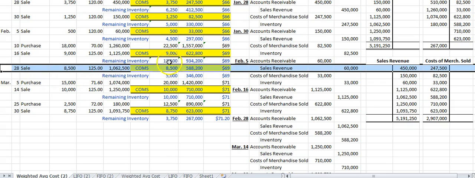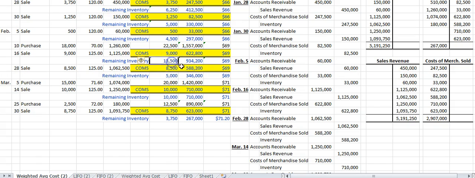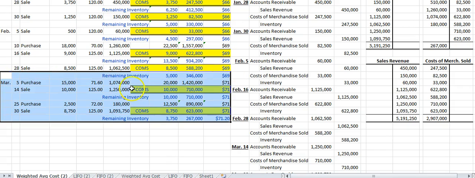Wrong line. So I was over here, right? Remaining inventory was 13,500 minus 8,500. Now I have remaining inventory of 5,000 at 69.20, right? So now we are going to work from here down.